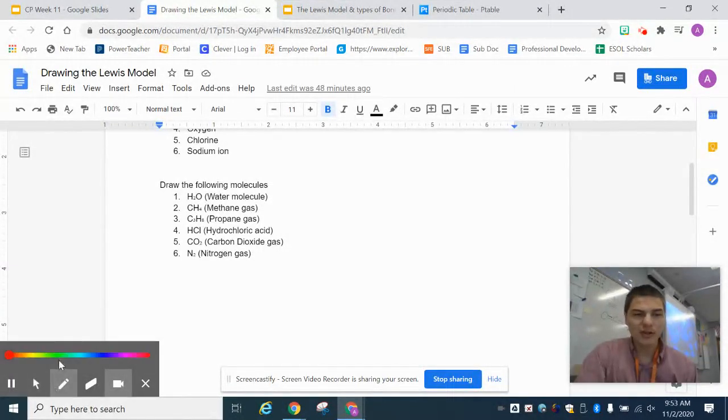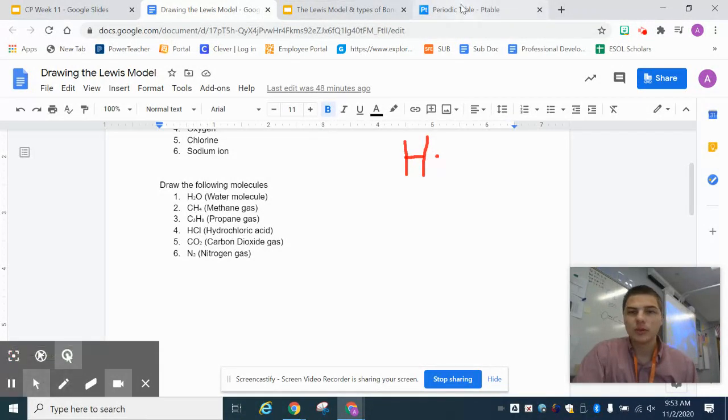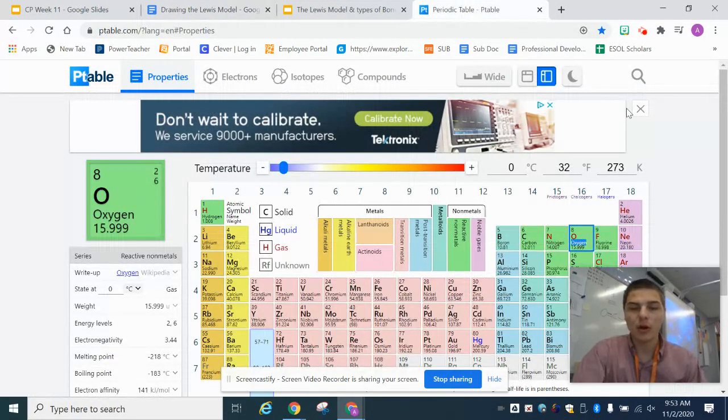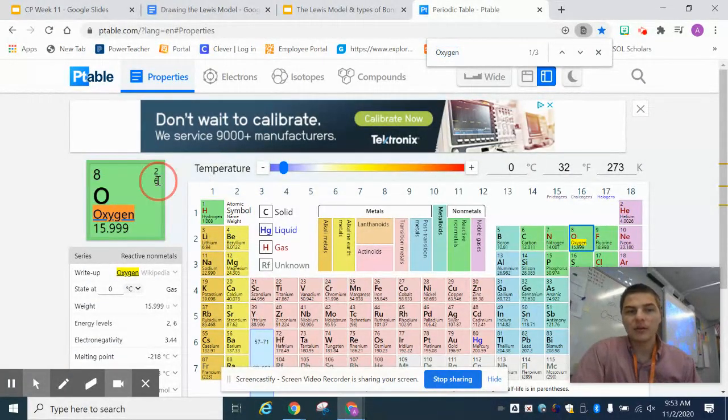We actually just did this, so we should remember that hydrogen has just one valence electron, which can be written like so. And then if we come over to the periodic table, we can look up oxygen and see that oxygen has 6 valence electrons.